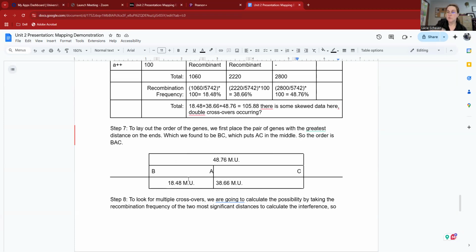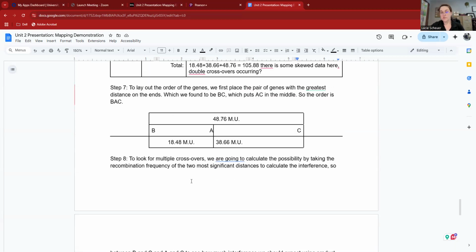Our next largest distance is the distance between A and C, so that is that 38.66. Fantastic. So we can presume that the order would be BAC with our distance over here being 18.4, because the recombination frequency is equivalent to those mapping units for presuming how far is the distance of those alleles on the chromosomes.